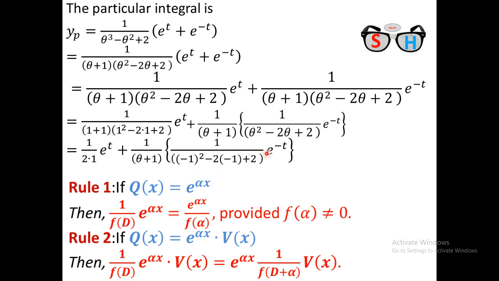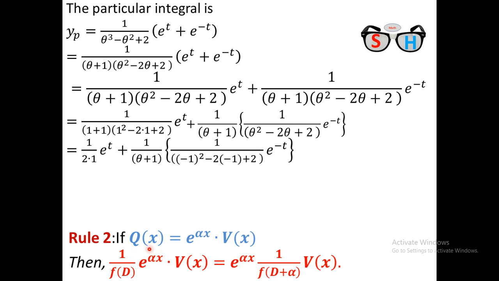This is a constant, I take it in front. Now the result will be 1 by theta plus 1 of e to the power minus t. So here I cannot use rule 1, so I have to take rule 2. Here the rule says that if Q(x) equals e to the power alpha x into V(x), so here I take V(x) as 1, therefore e to the power minus t into 1, e to the power alpha x into V(x), here V(x) is 1.